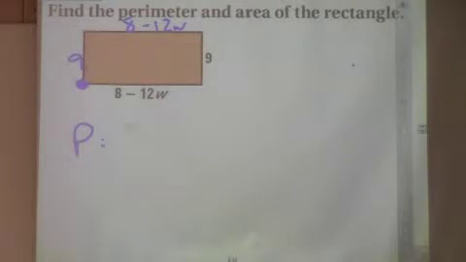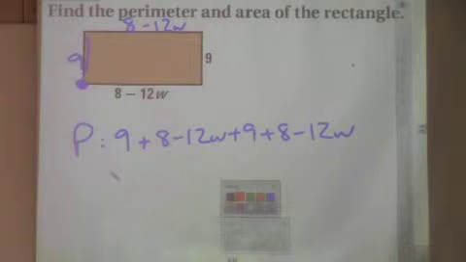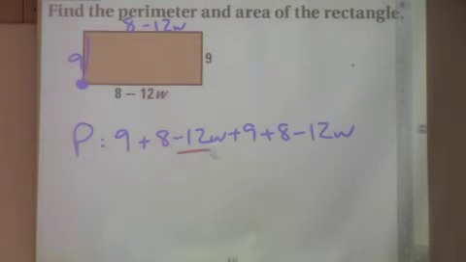If I started right here at this bottom corner and went up, I go 9. Then in this direction, I go plus 8 minus 12w, plus 9. Plus the last side is 8 minus 12w. If I combine like terms, if we just look at our w's, negative 12w and negative 12w makes negative 24w.